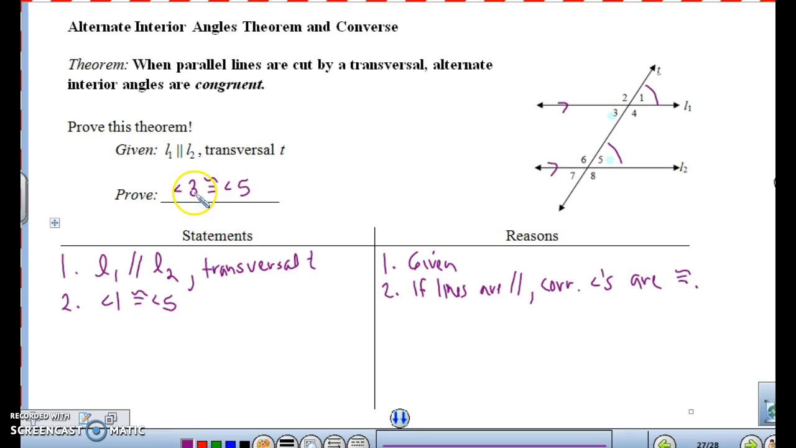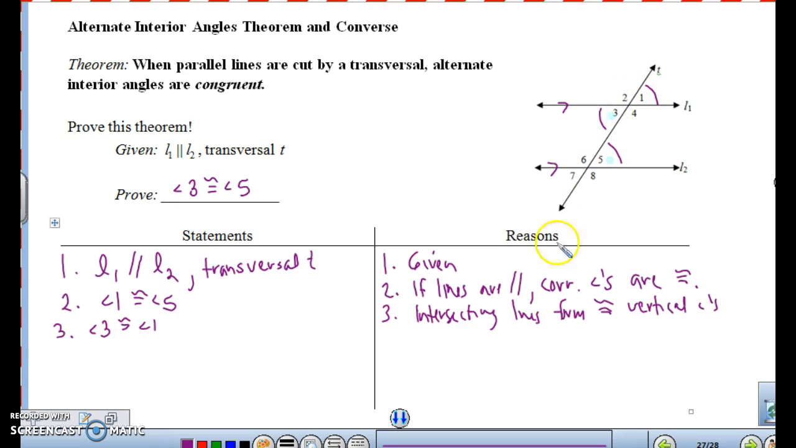Now we need to know something about angle 3. Well, what do we know about angle 3? Well, isn't angle 3 congruent to angle 1? What kind of angles are those? Well, aren't those vertical angles? Intersecting lines form congruent vertical angles. All right, so we know that 1 and 3 are congruent.